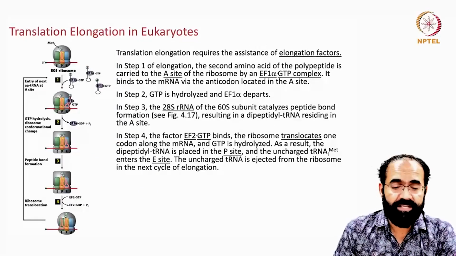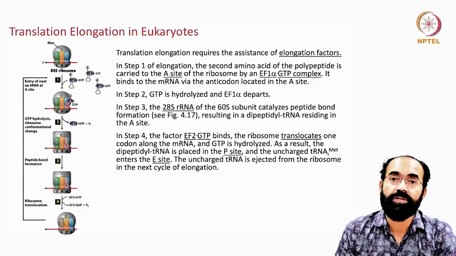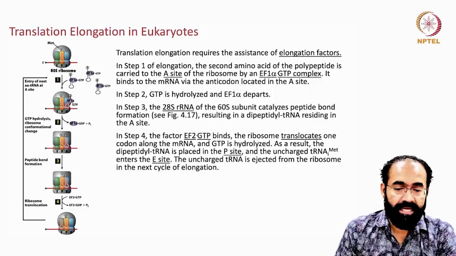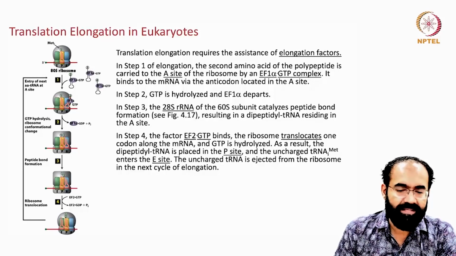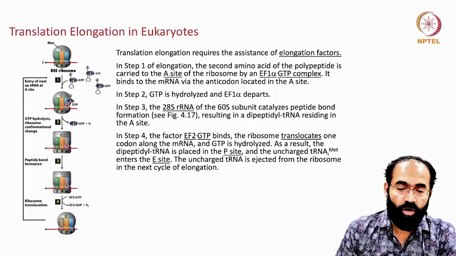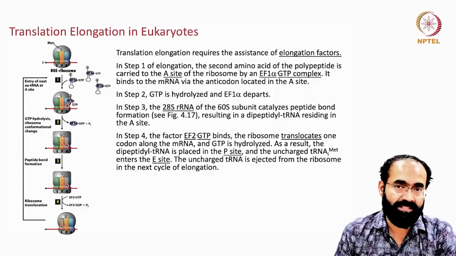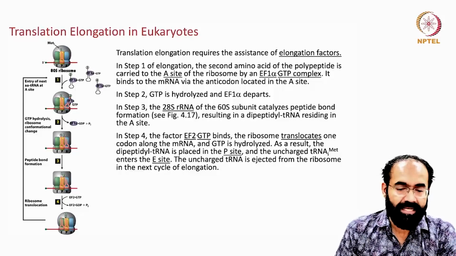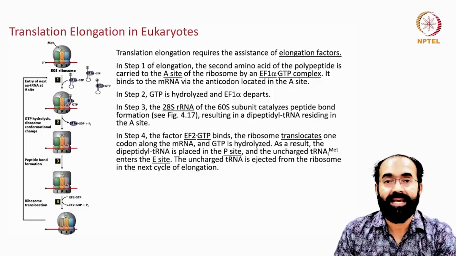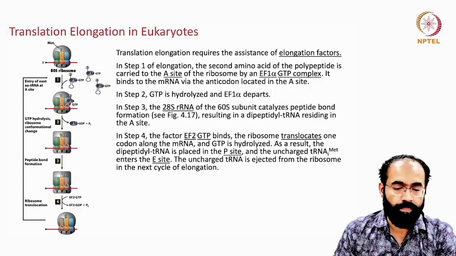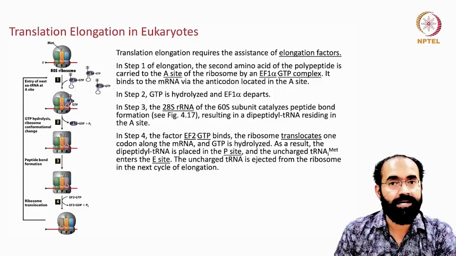So now the next phase is the elongation. Translation elongation requires the assistance of various elongation factors. In step 1 of elongation, the second amino acid of the peptide is carried to the A site of the ribosome by the EF1 alpha GTP complex. Again GTP is utilized. It binds to the mRNA via the anticodon located in the A site, which is the entry site. In step 2, GTP is hydrolyzed and EF1 alpha departs.